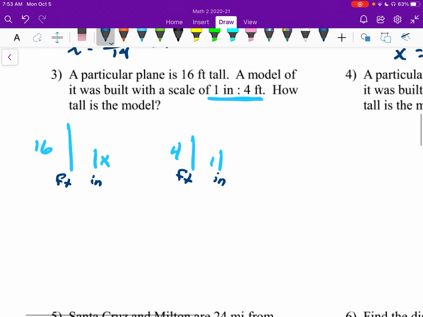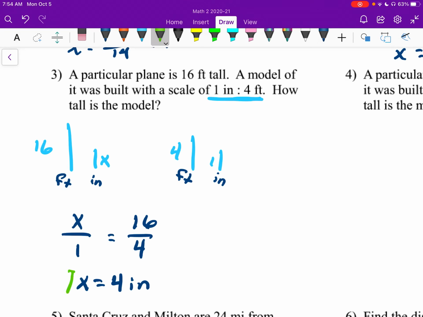Normally with these problems, I like to have my inches in one fraction and my feet in another fraction. You don't have to do it that way. That's just the way that I like to do it. There's all kinds of different ways that you could write these proportions that would be correct. So I'm going to start off with my x over 1, and then I go back to the left side, 16 over 4. So this ends up just being x equals 4, and we're dealing with inches, right, because x is in inches.